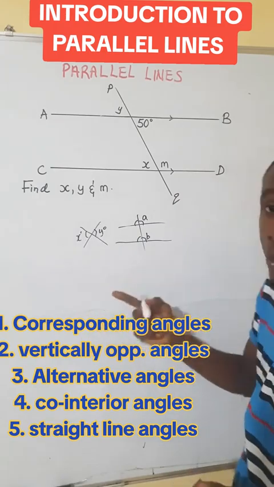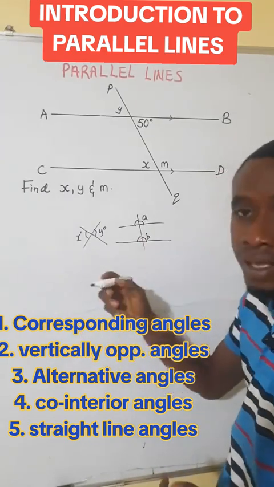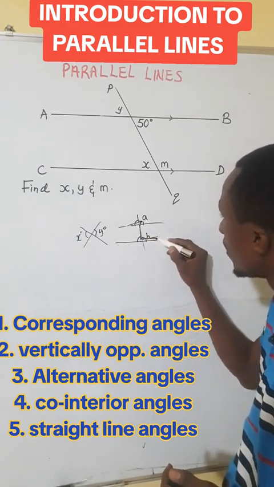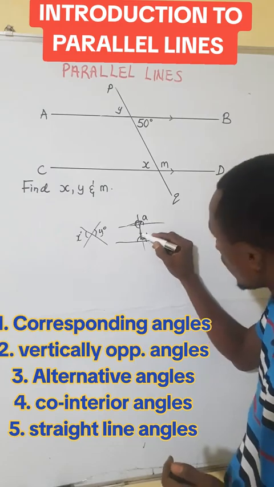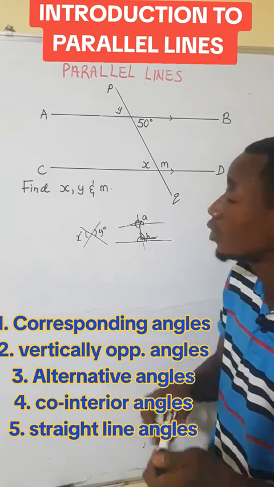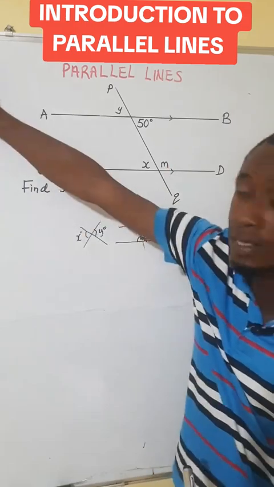Okay, we also have what we call alternate angles. Alternate angles, you see them forming the Z shape, okay, like this. So if I have an angle like this, then this particular side is alternate to this other side. And alternate angles are also the same. So we can use those concepts to find the values of Y, X, and M in this figure.